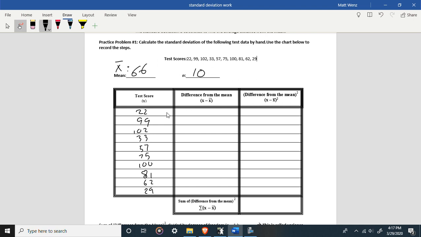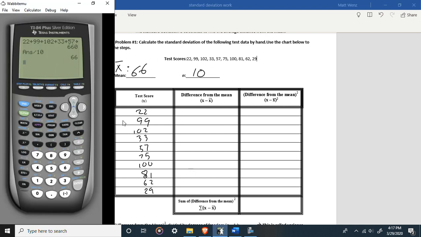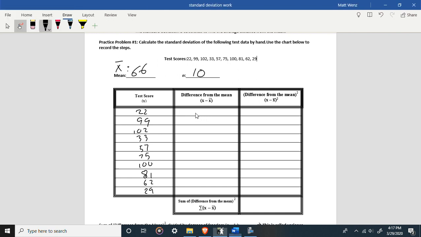In other words, how far are these numbers from the mean? So it's pretty straightforward. All we got to do is take this number and subtract 66 from it. So 22 minus 66, negative 44. Don't freak out about the negative numbers. In fact, we don't even really need to be concerned that they are negative numbers.